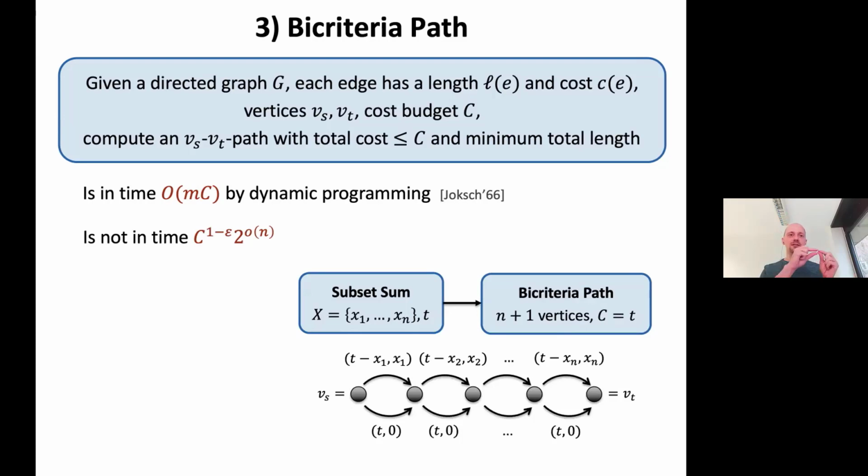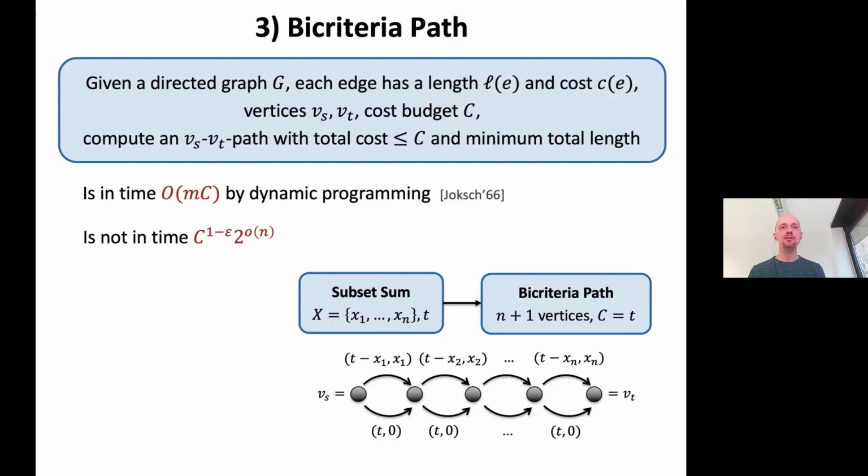You can create two edges for each item in your subset sum instance. One edge corresponds to picking this item, the other edge corresponds to not picking the item. And then you set the length and the cost in such a way that the total cost will just be the sum of the subset that you pick. So if your cost budget is the target T, certainly you want to select a subset summing to at most T. And the total length corresponds to something minus the total sum of the items.